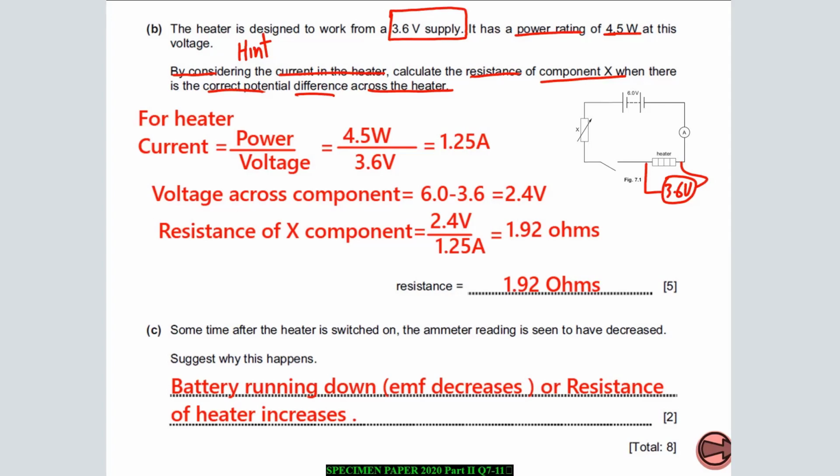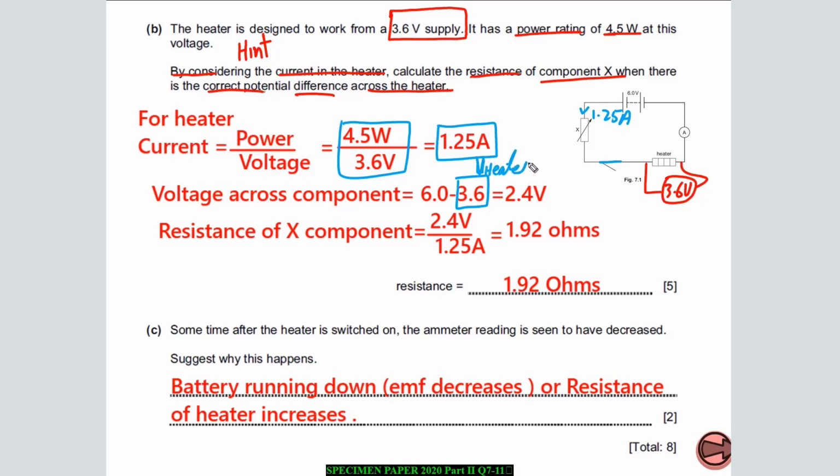So this is how we can answer this question. First of all, we have calculated I, the current, for the heater. So our answer is 1.25 amps. Now when this switch is closed, current in this circuit is 1.25 amps, and the same current is passing through this resistor and the heater, because they are connected in series. So what is the voltage across the component? This one is the voltage across the heater. I will simply say this is V for heater.